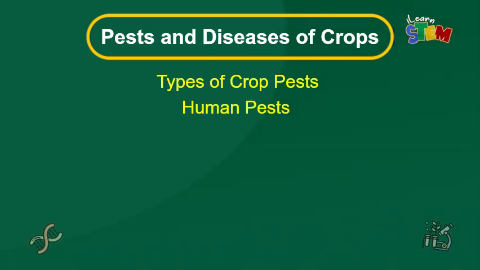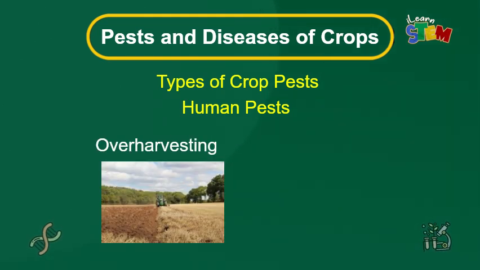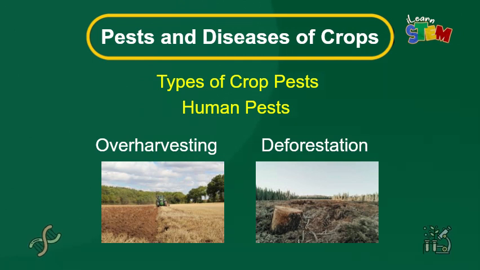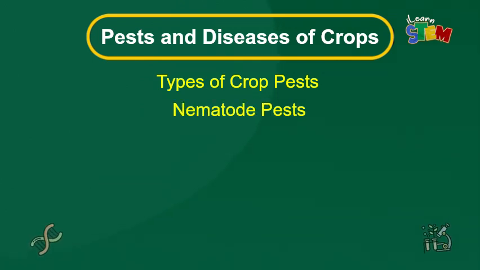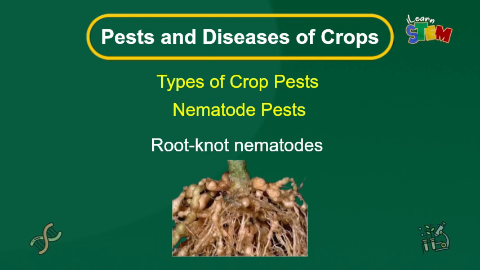5. Human pests. These refer to the damage to crops caused by poor farming practices. Examples are overharvesting, deforestation, and others. 6. Nematode pests. These are tiny worms that attack plant roots. An example is root knot nematodes.